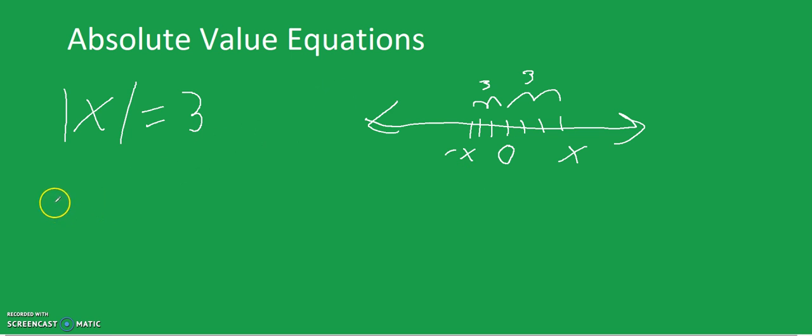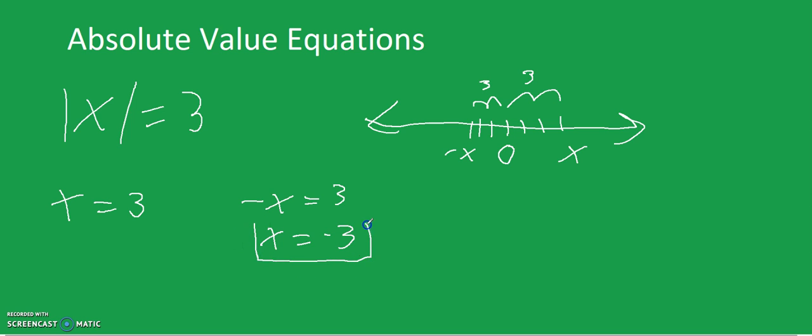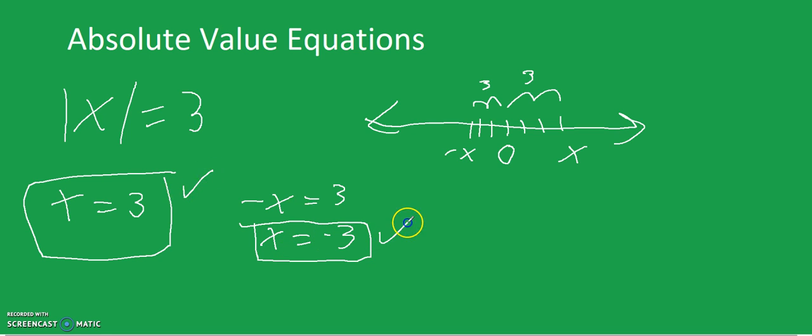So I get two equations here. I get x equals 3 if I go 3 units this way, but it also gives me that x is negative 3. These are the two equations I really care about, right? And now I can see if I do the absolute value of 3, I get 3. If I do the absolute value of negative 3, I also get 3. So that's what happens when I have an absolute value equation.